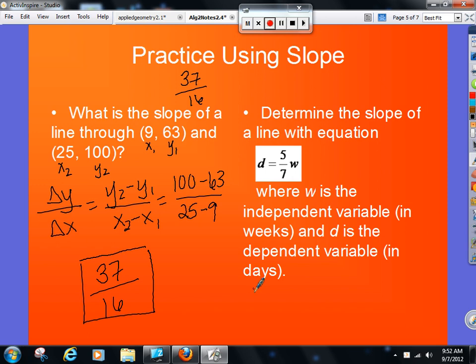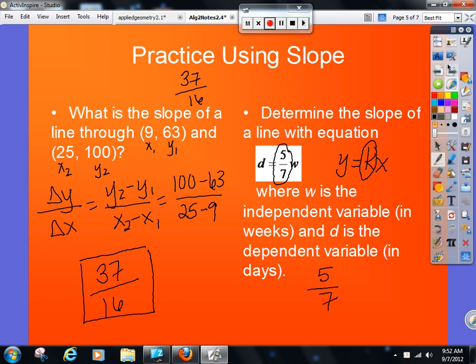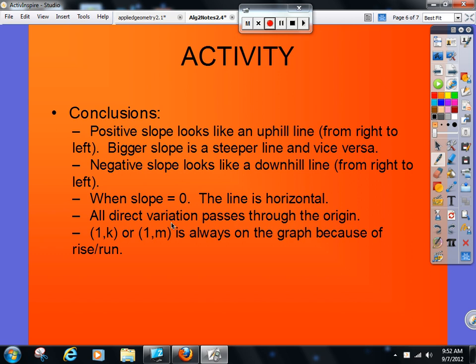Determine the slope of a line with equation d equals 5/7 w, where w is talking about weeks and d is talking about days. There's no work here. This is right in the form y equals kx. I don't need to graph it. I don't need to do anything. d is y, w is x. What's my slope? k. What's my slope? 5/7. Isn't that easy? I know. It's awesome. All right, moving right along.